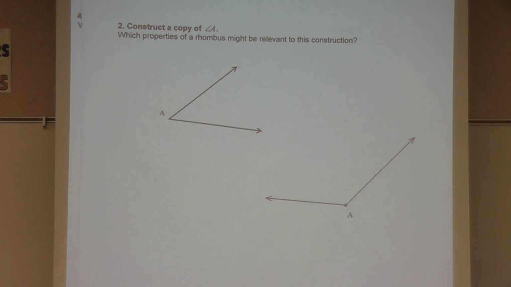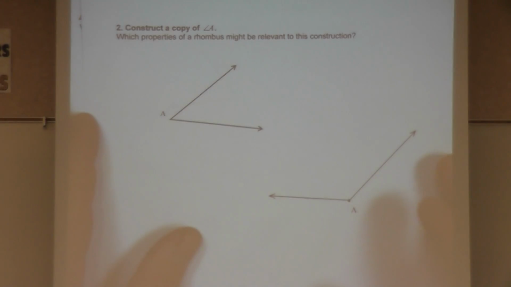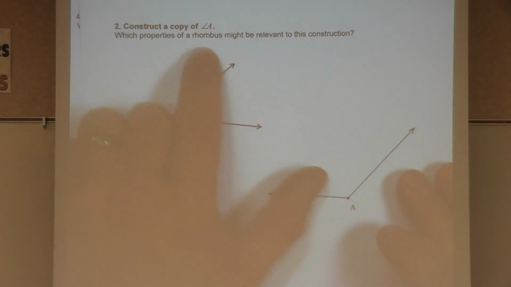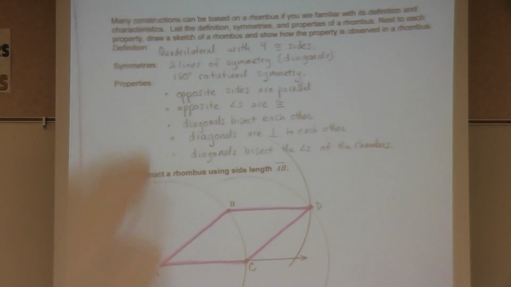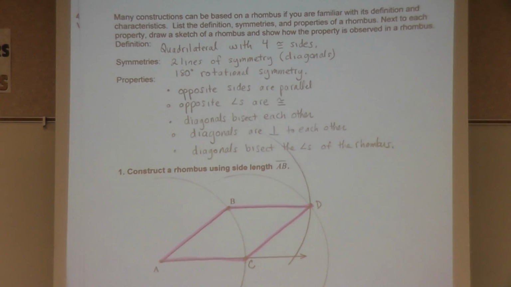This video will review how to construct a copy of an angle. To construct a copy of an angle, we're going to tie it back to the rhombus. Now, we need to find what property of the rhombus would help me to understand how to do this construction. If you think back to a previous video, there were multiple properties besides the definition of a rhombus.